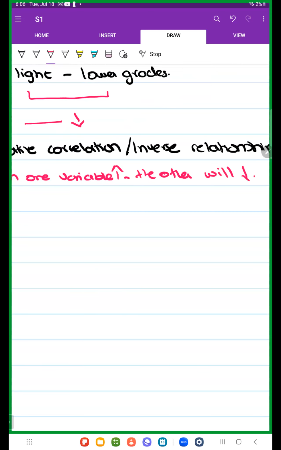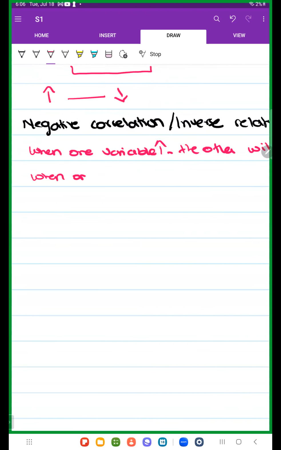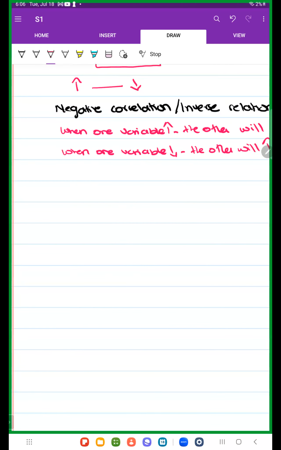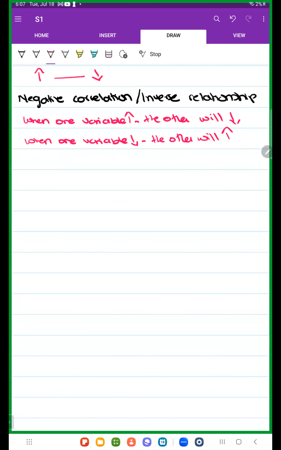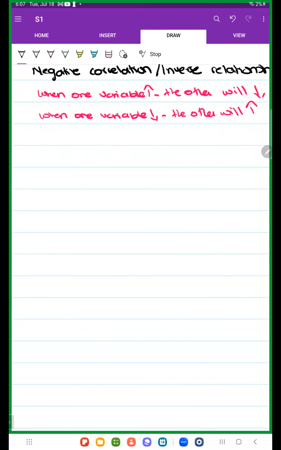Or if one variable decreases, the other will increase. So they go in opposite directions. It's a negative correlation. When one increases, the other will decrease. If the other is increasing, this one will decrease.